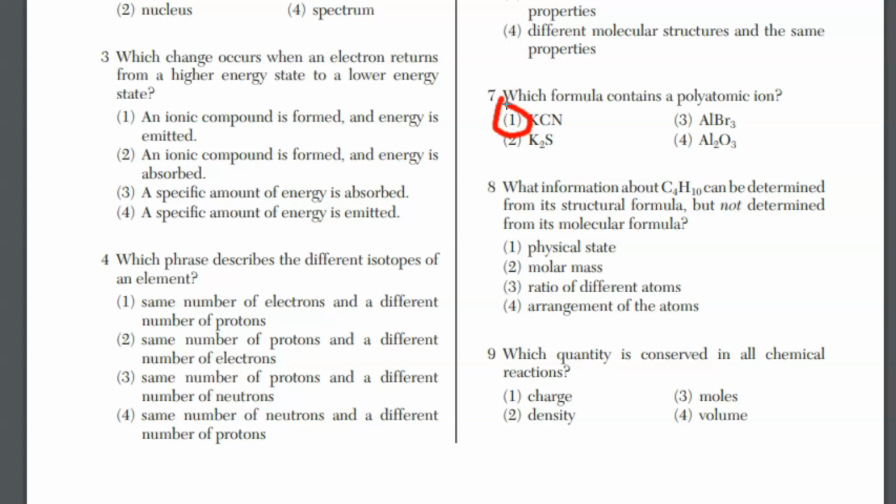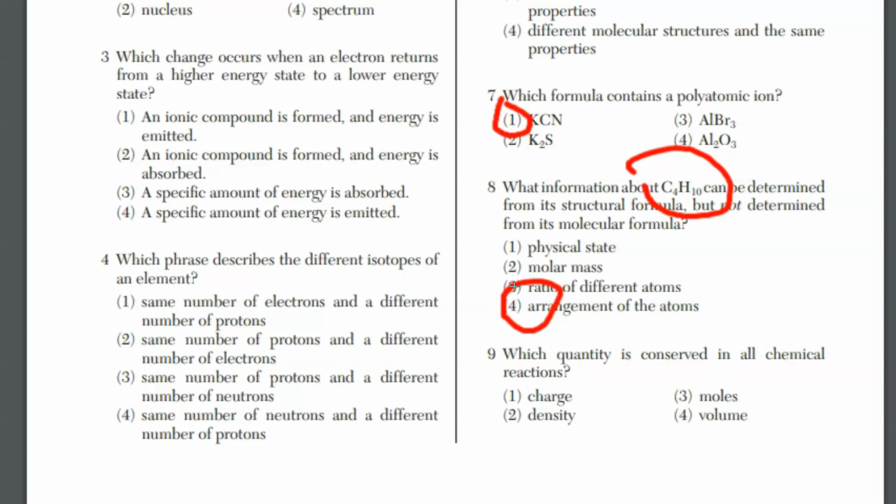For number 8, what information about C4H10 can be determined from its structural formula, but not determined from its molecular formula? Well, you got to know the difference, right, between the two. A molecular formula is what was given here. It gives you the different elements and the number of times the atoms of those elements are in the formula, but it doesn't give you the arrangement. The arrangement is coming from the structure or structural formula, which is here.